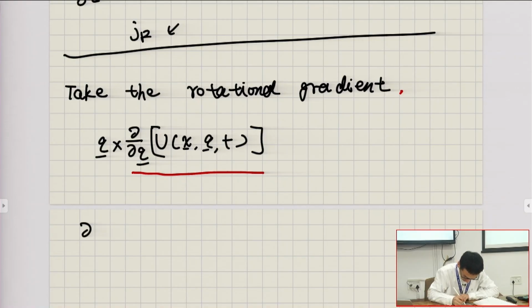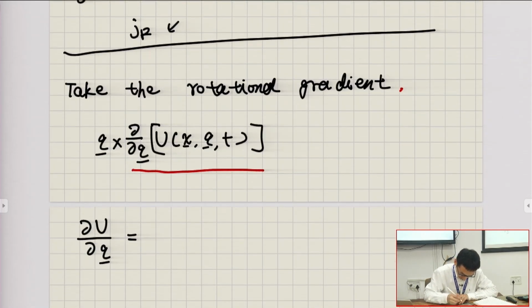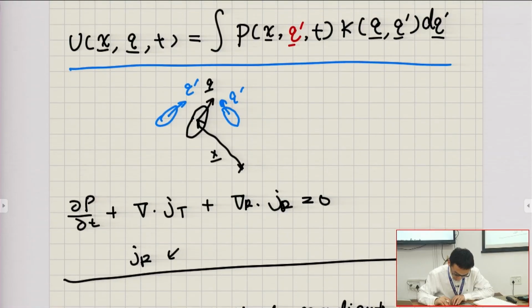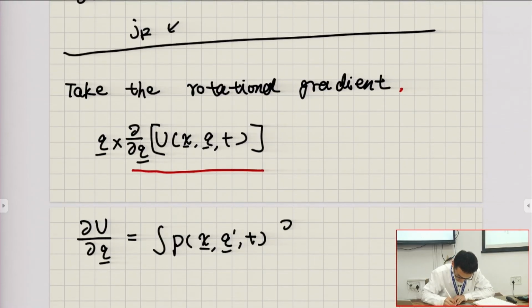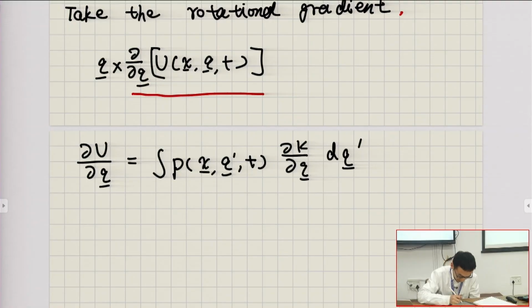Then we're going to differentiate U with respect to q. If we go back here, I have an integral of p of x, q prime, t, then the derivative of K with respect to q, dq prime. We just need to differentiate K, and K is given by minus u naught times (q dot q prime) squared.